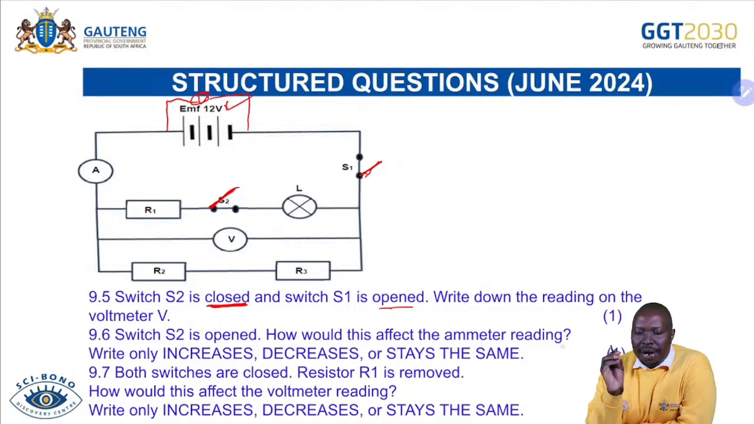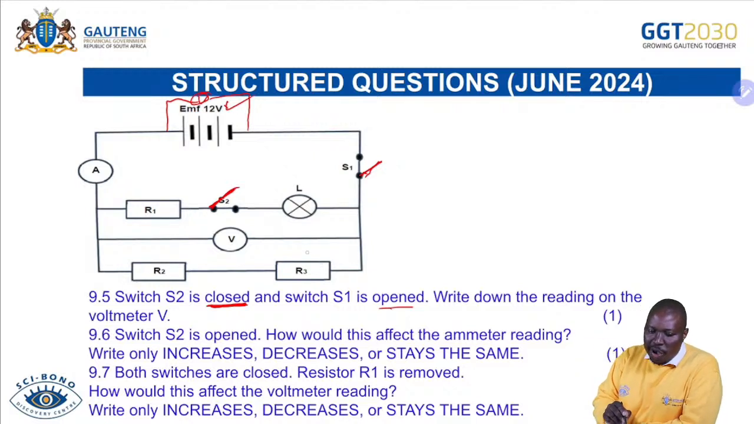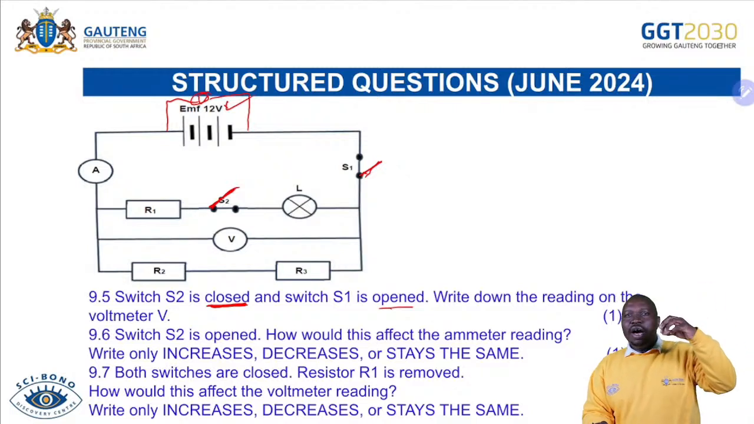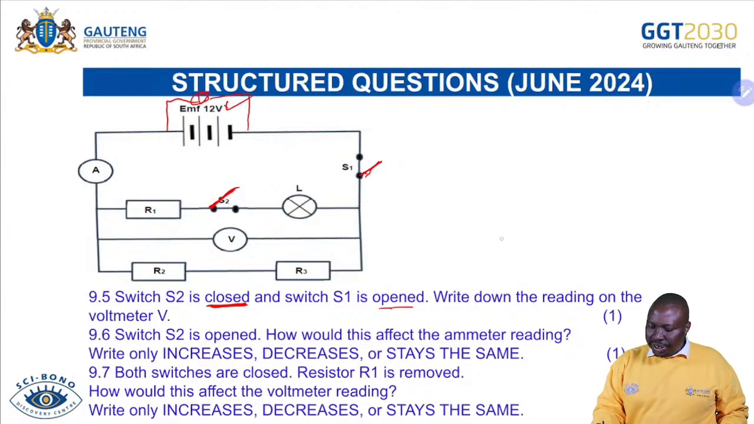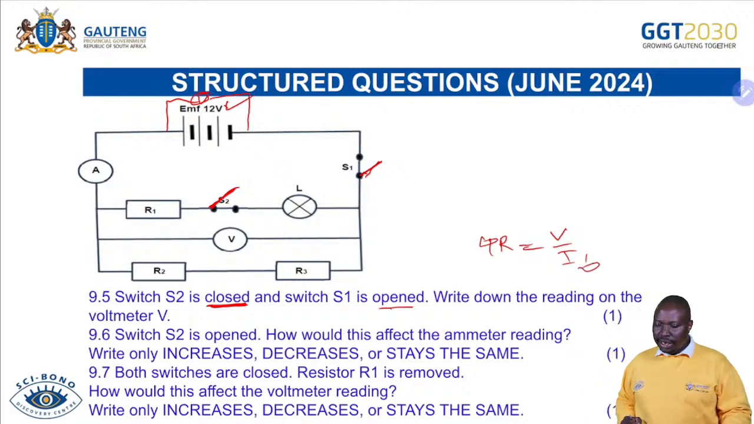Remember, we said when we have resistors in parallel, the total resistance decreases. But now, when we open this switch, we are removing the parallel connection, which means the total resistance will increase, because it will now be R2 plus R3 as our total resistance. And if you look at the relationship, you will know that our R is V over I. Then obviously, how will this affect the ammeter reading? We're increasing R, which will decrease I. So that will be decreases.